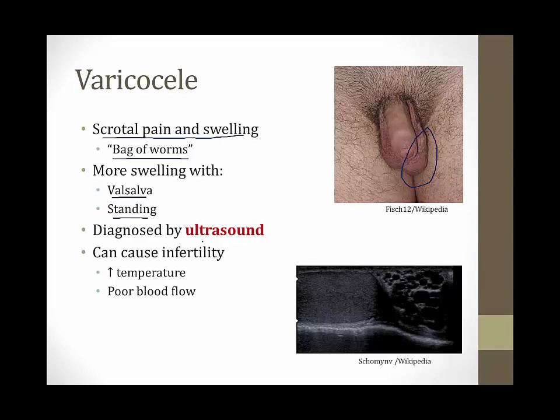The diagnosis is often made by ultrasound. If you look at the bottom of the screen, there are these large black circles inside the scrotum here. I'm circling several of them with my pen. Those are swollen veins typical of a varicocele.